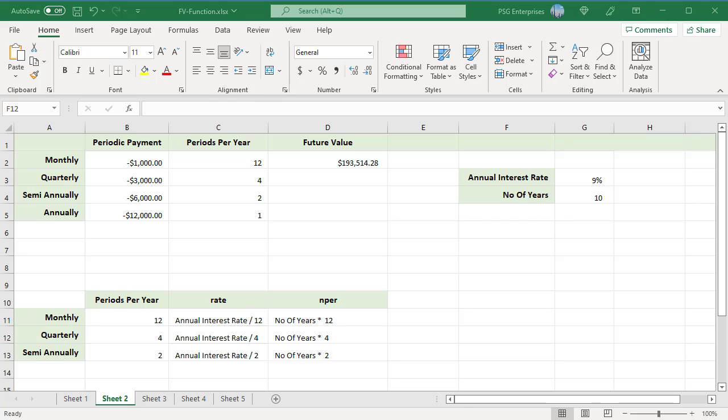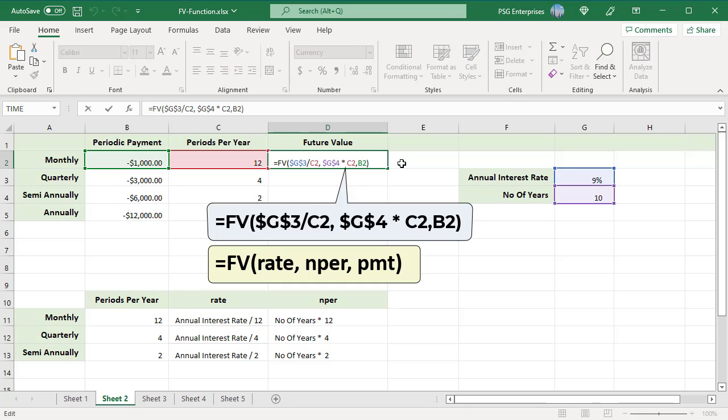To get the total number of periods, multiply the term in years by the number of periods per year. For quarterly payments, periods per year is 4. So the number of periods is equal to the number of years multiplied by 4. For a monthly investment of 1,000 for 10 years with an annual interest rate of 9%, use this formula to calculate future value. Use absolute reference for annual interest rate and number of years so that the formula can be copied down. Periods per year is 12.